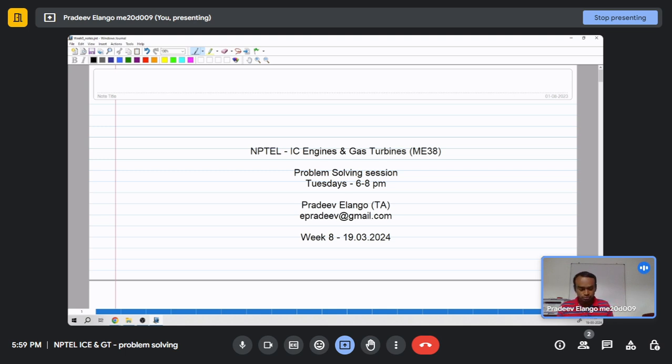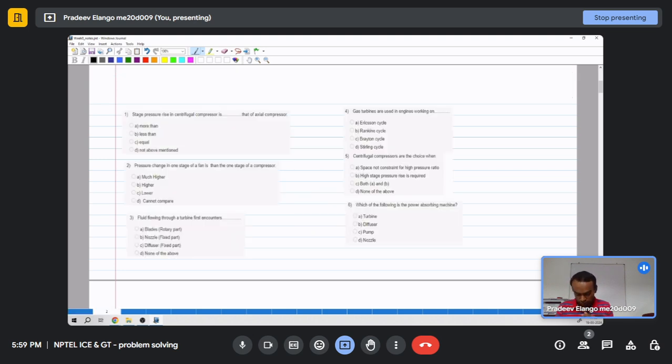So, today I have some problems from the previous year assignments, and then I also have some problems on Brayton cycle. So, the first question is: stage pressure rise in centrifugal compressor is dash that of axial compressor. More than, less than, equal, not above mentioned.